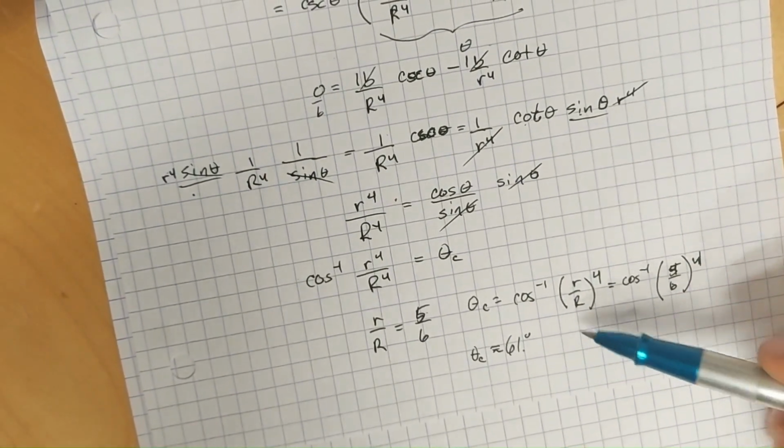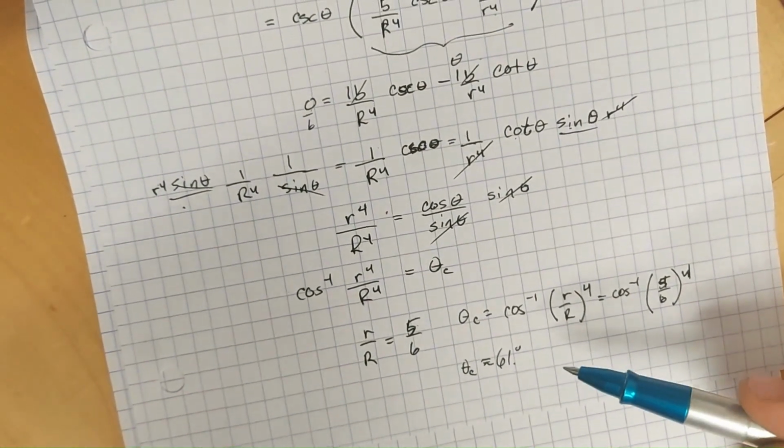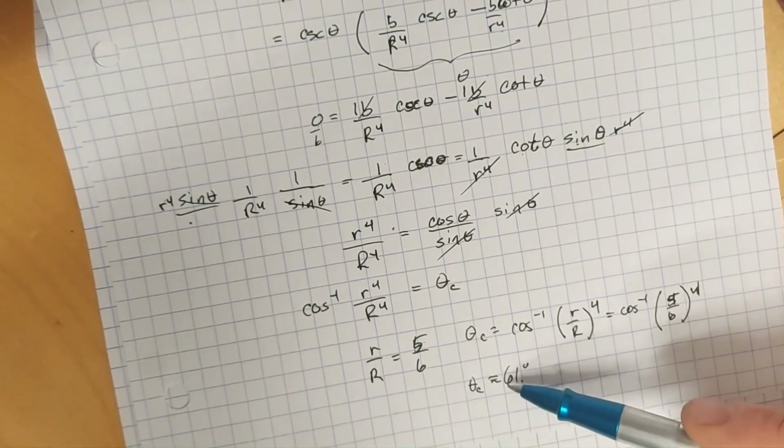So it turns out that this is approximately 61.1 something degrees, and since the problem was asking us to round to the nearest degree, the critical angle then is at 61 degrees.